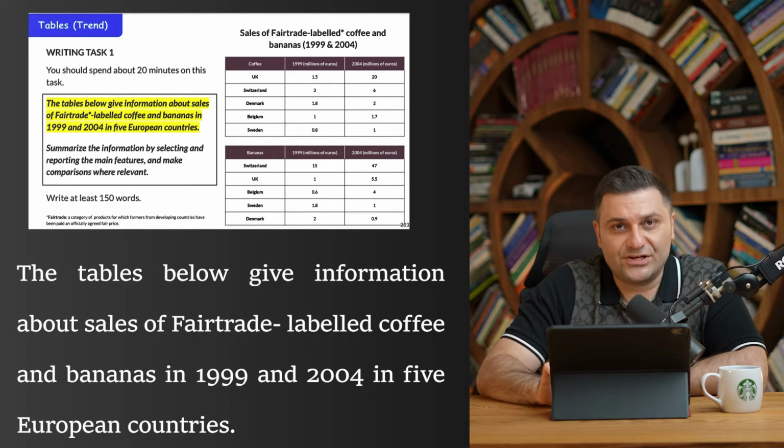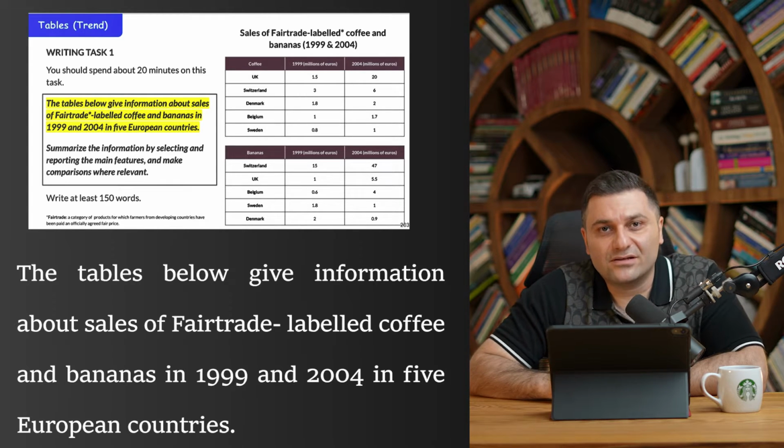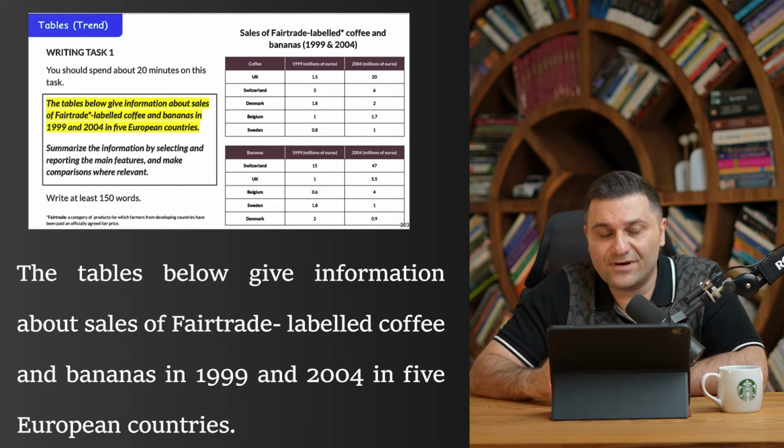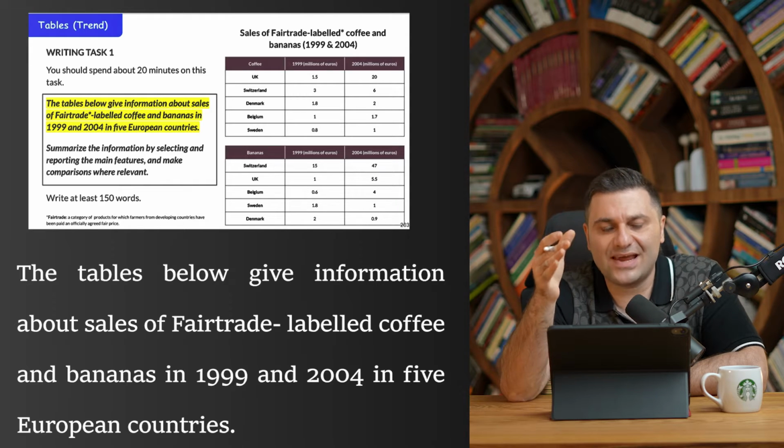So we're going to rephrase this question. First of all, let's take a look at the question again in details, analyzing each word. The tables below give information about sales of fair trade labeled coffee and bananas in 1999 and 2004 in 5 European countries. So starting with table, the tables.